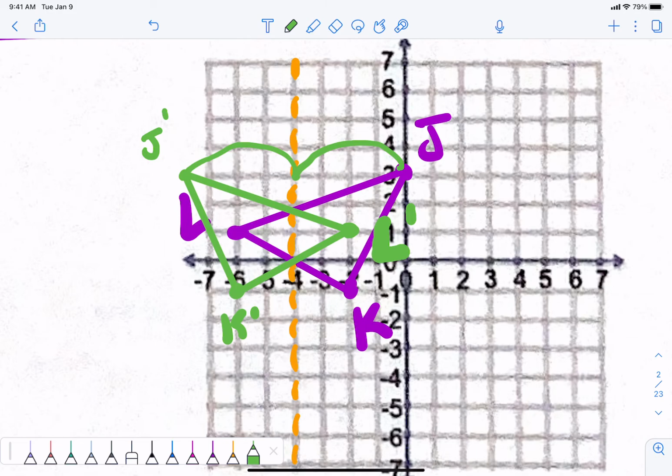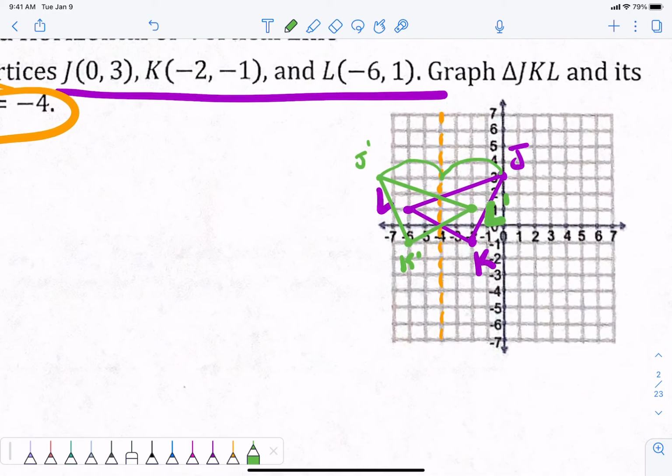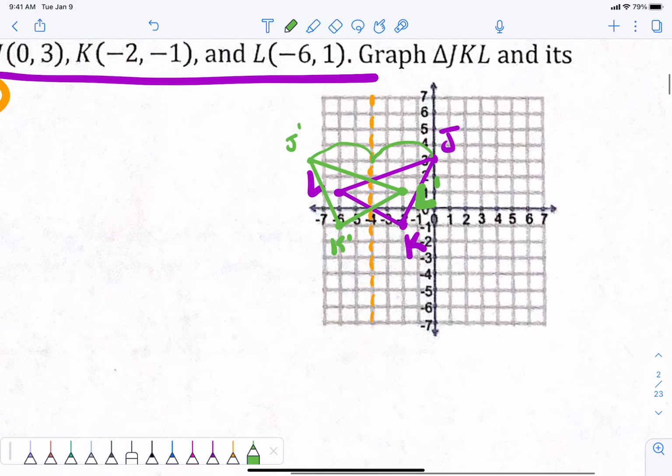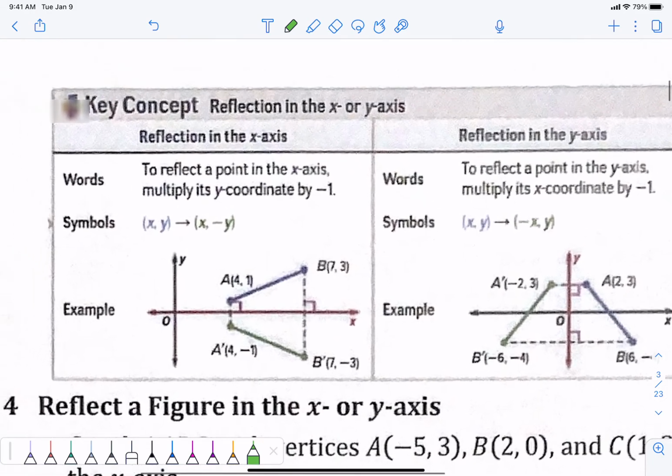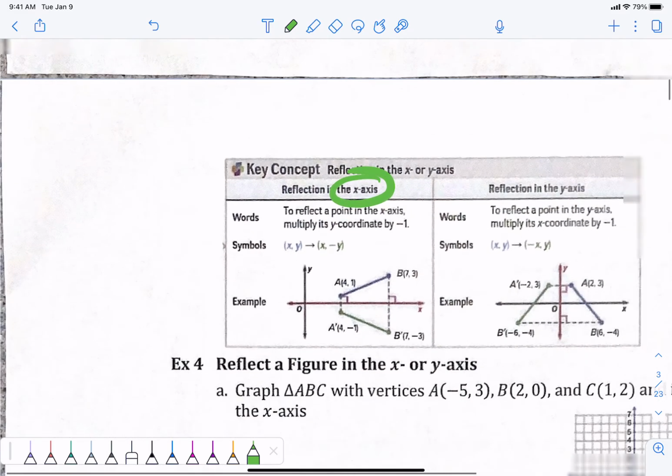Okay. All right, that was when you're reflecting across lines, like weird lines, like x equals -4. Now it gets a little easier when you're just reflecting over the x and y axis, okay? So let's go down to the next page, and I think we've already done this before. When you're reflecting across the x axis, okay? Let's do this over here. Do this real quick for me, okay?